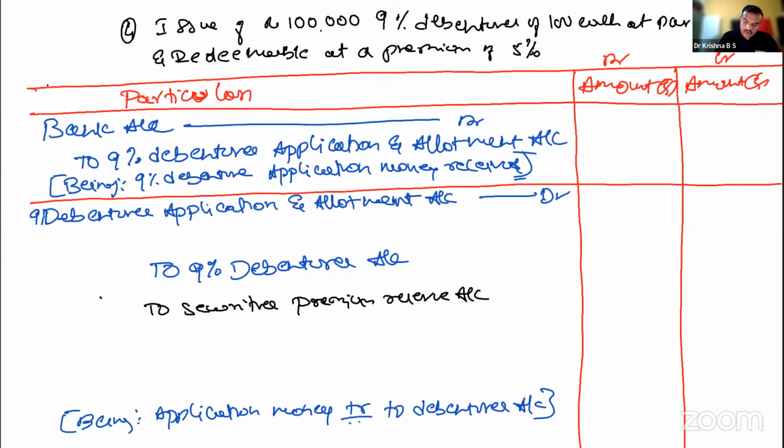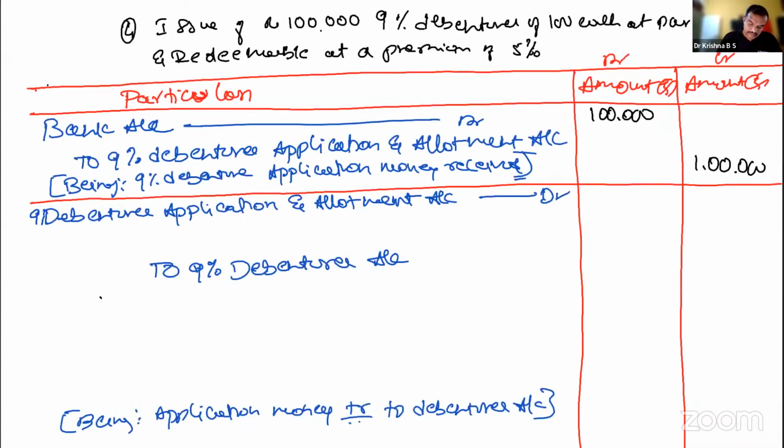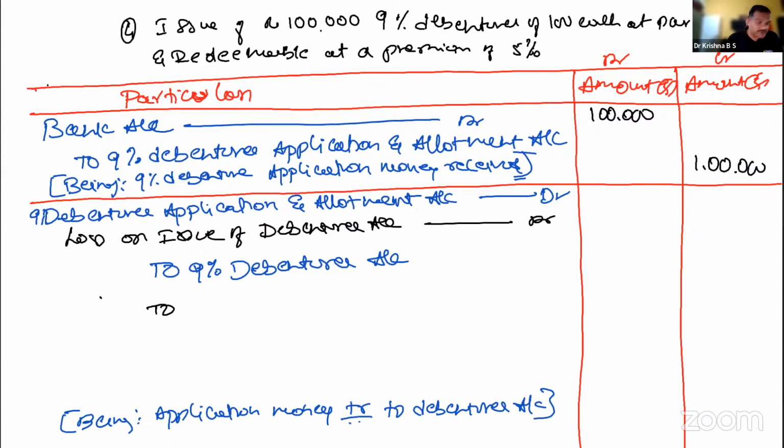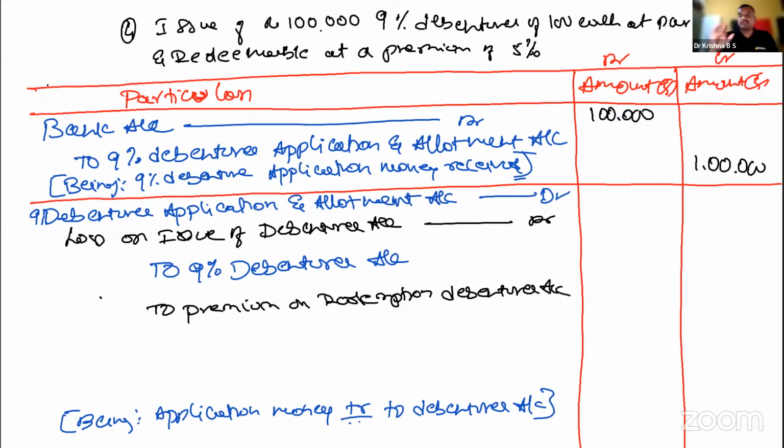We have issued at par, so you should write 1 lakh. Sorry, I have to erase this. Now, what is the second entry that you are supposed to write? Debenture application allotment account debit, loss on issue of debentures account debit, to premium on redemption of debentures account. I will teach you the technique first, then I will tell you the concept.